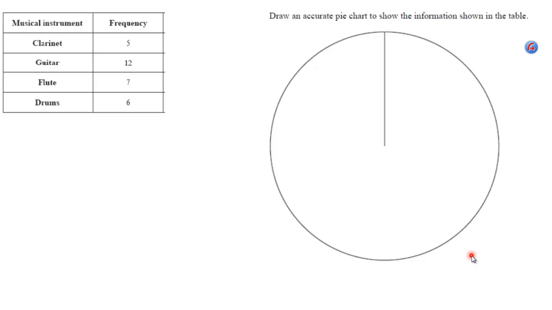Looking at the next part, it requires us to draw an accurate pie chart to show the information in the table. So here's the table again. We know that the frequencies add up to 30. They told us that in the question, or we could add it up. Now in order to draw a pie chart, you need to get all the angles. Remember, the angles add up to 360. And you need to always work out the multiplier. What do I times 30 by to get 360?